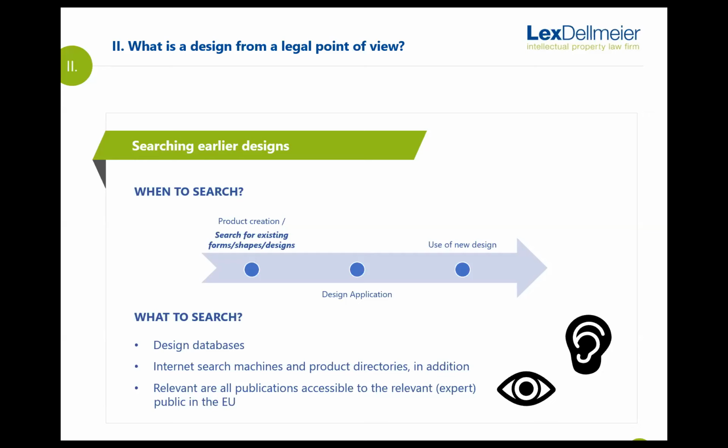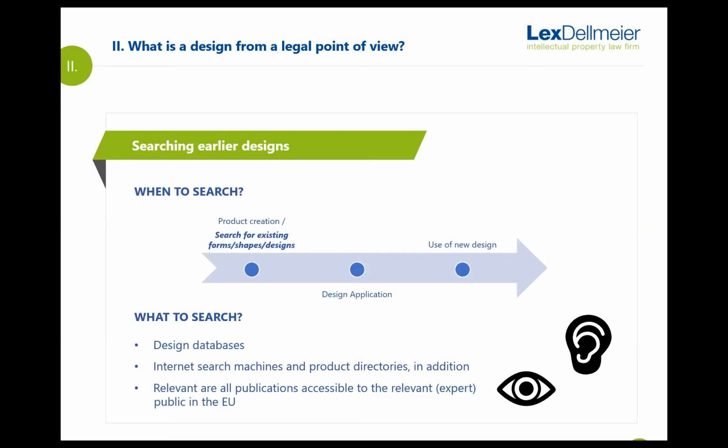So when do you search? Similar to trademarks, you search before you apply for the design, meaning the forms, shapes, designs beforehand. Of course, it is best to also, after you use the design or put it on the market, do a second quick search. Why? Because when you search beforehand, the databases are not real time. What you do with a search is a risk reduction. The outcome of the search is not that there is no risk.